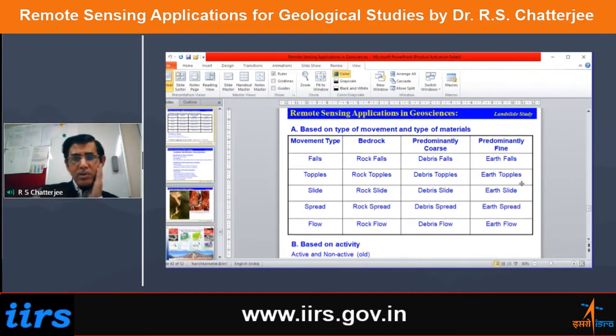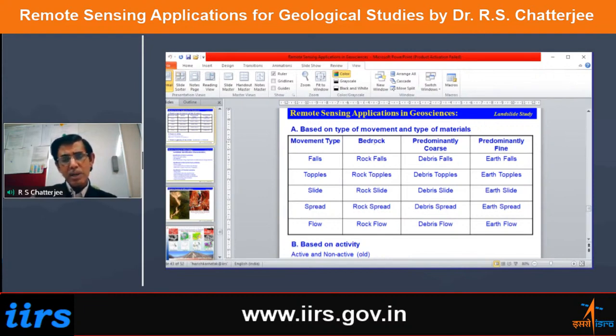This application on geological hazards is a landslide study. You see, landslides are classified with different criteria. Depending on the type of movement, landslides can be categorized as falls, like rock falls, then topples, slides, spreads, or flows. This is a detailed classification of landslides.